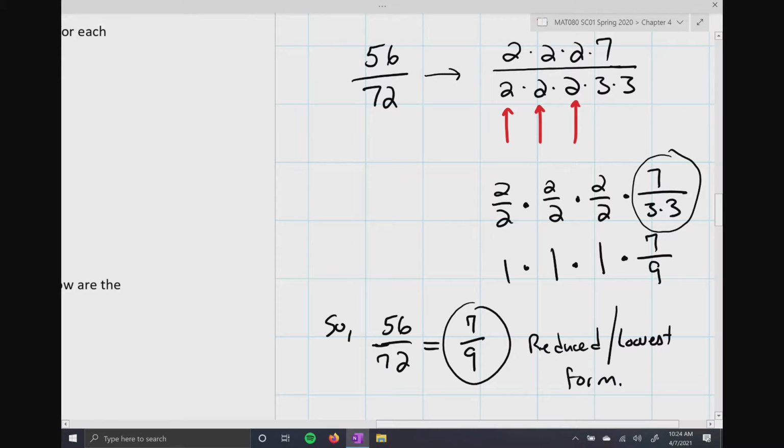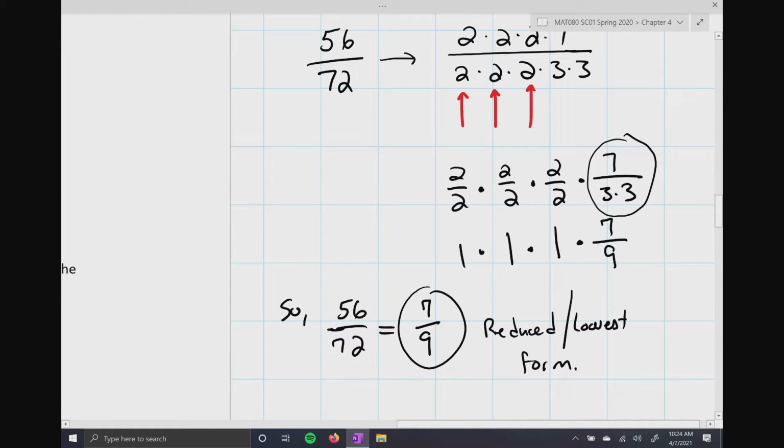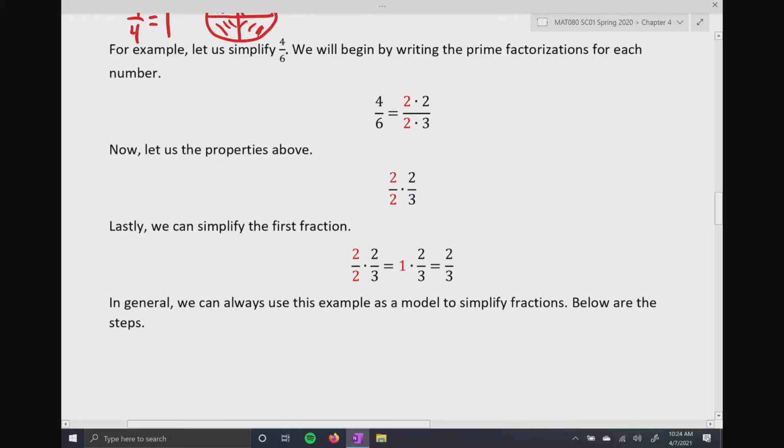Okay? So if we go back into our notes here. Sorry, am I moving too fast? I feel like I'm moving fast. Okay. So if I go back over here to my notes, that's exactly what I'm showing you with this example right here, the 4 over 6. What we do is we write the prime factorizations of each. I noticed that I can break this up into 2 over 2 times 2 over 3. This 2 over 2 turns into a 1. So what I'm really left over with is just 1 times 2 over 3, which is 2 over 3.